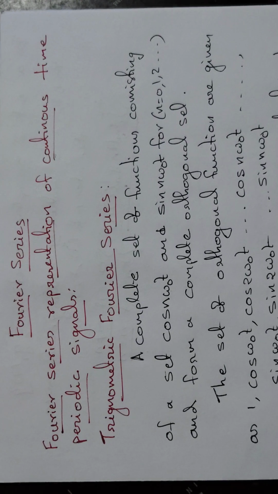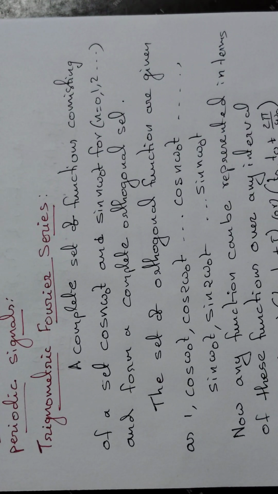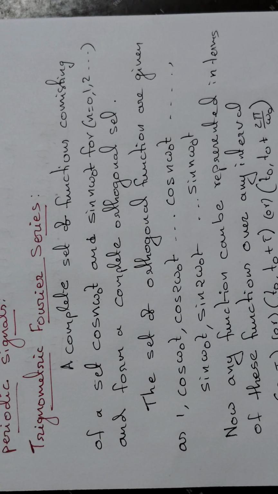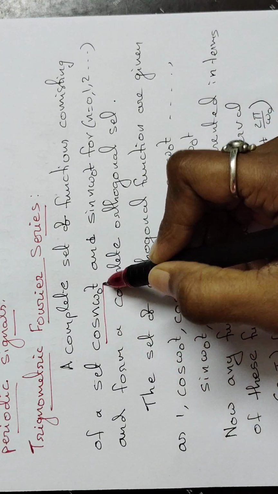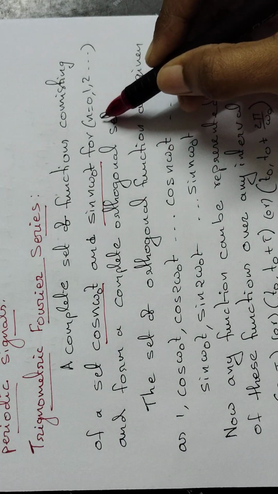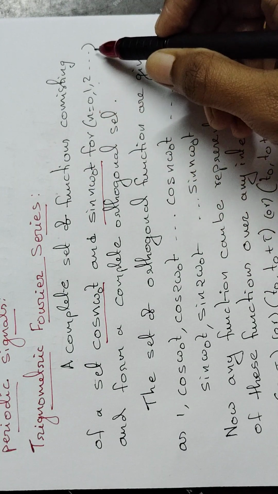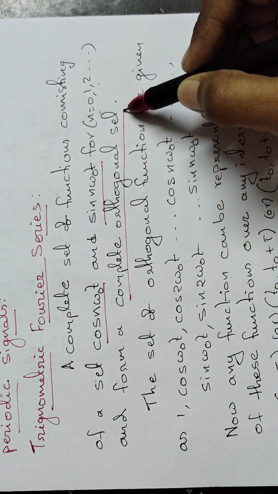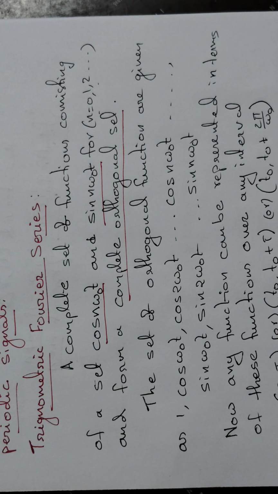If you take a complete set of functions consisting of a set of cosine signals and sine signals, I am taking the cosine signal as cos n omega naught t and the sine signal as sin n omega naught t, where the n values start from 0, 1 and so on. So this forms a complete orthogonal set. That is nothing but a combination of cos terms and sine terms. Both the terms form a complete orthogonal set.